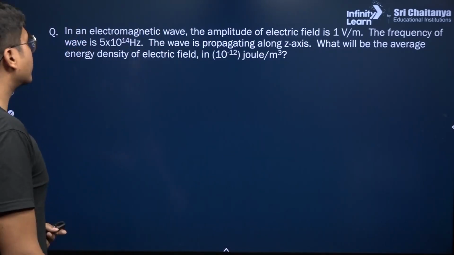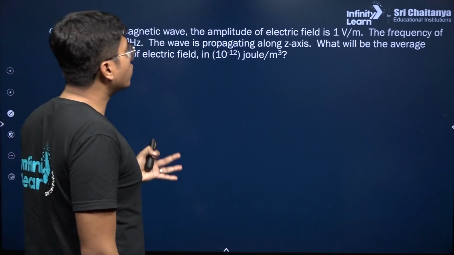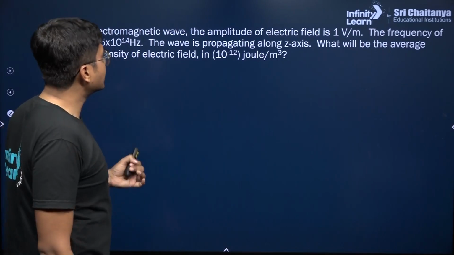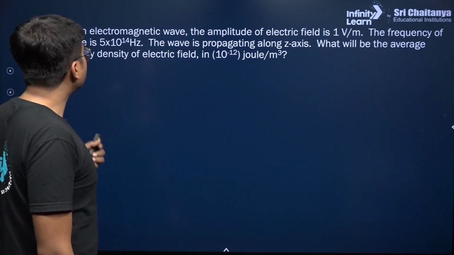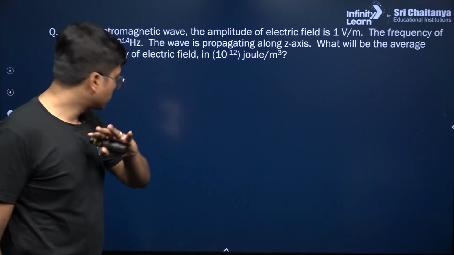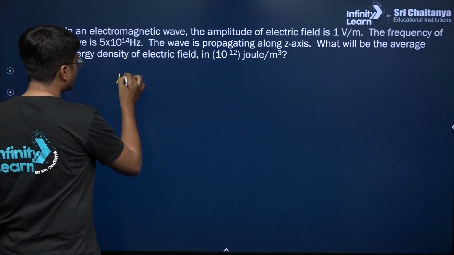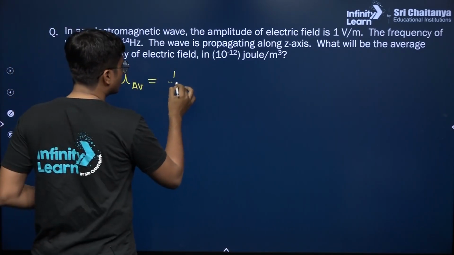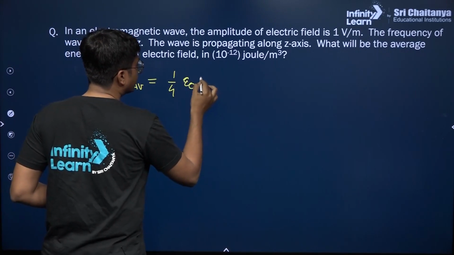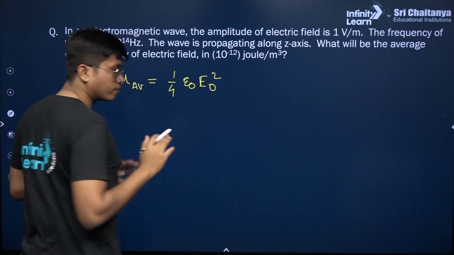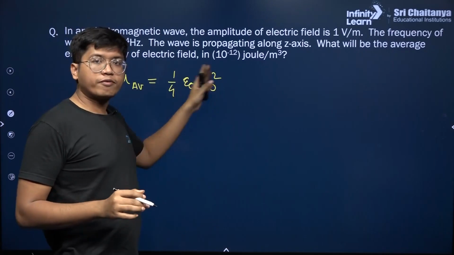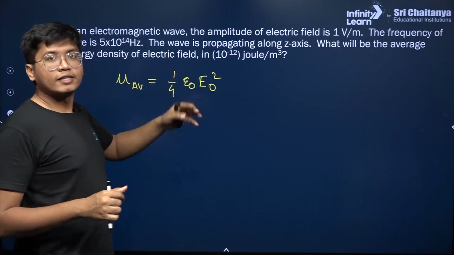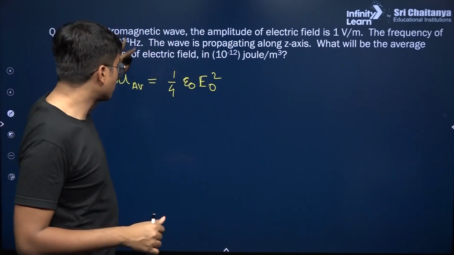Next question, in an electromagnetic wave, amplitude is 1 volt per meter. The frequency is given as 5 into 10 to the power 14 hertz. Wave is propagating along x-axis. What will be the average energy density of the electric field? So the average energy density of the electric field, there's a direct relation for that, that is 1 by 4 epsilon naught E naught square. The magnetic field also gives 1 by 4 epsilon naught E naught square. If they were asked for the total field, then we would have 2 times of this, so half of this, but it's just the electric field.